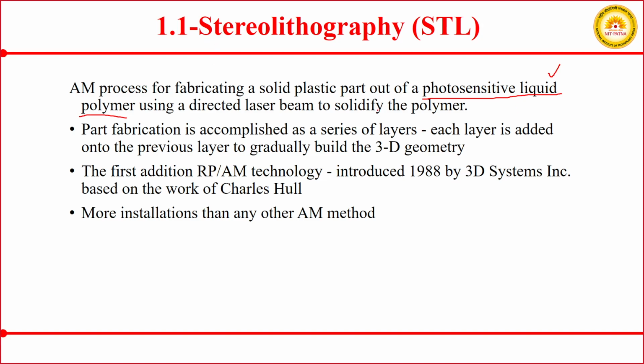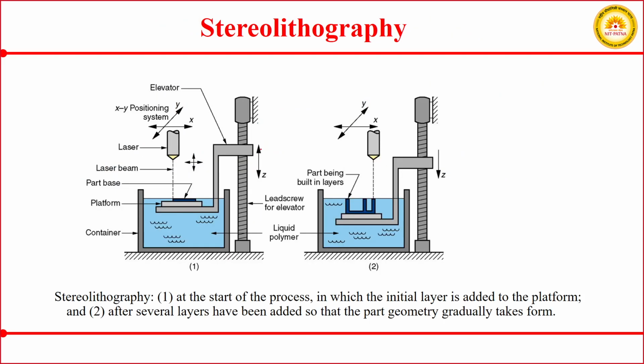and we add one layer at a time. So part fabrication is accomplished as a series of layers, and each layer is added onto the previous layer to gradually build the 3D geometry. So let us try to understand, using the diagram, how this stereolithography technique works.